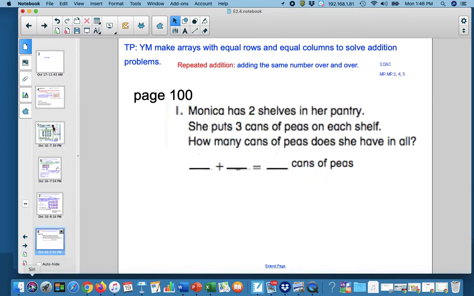You can turn to page 100 in your workbook. Monica has 2 shelves in her pantry. She puts 3 cans of peas on each shelf. How many cans of peas does she have in all? Please pause and work on this problem.